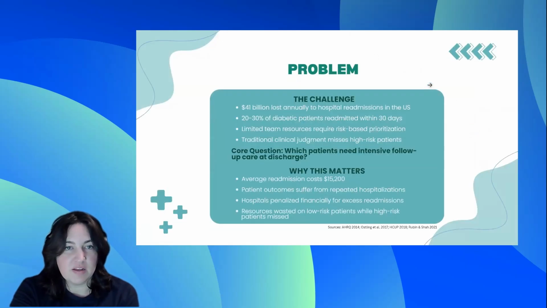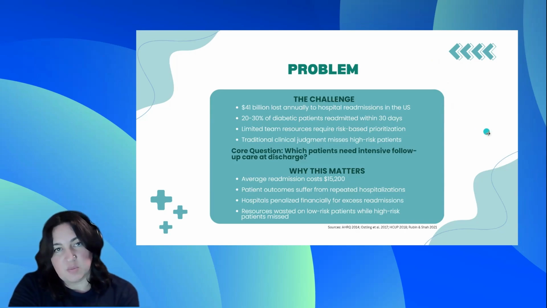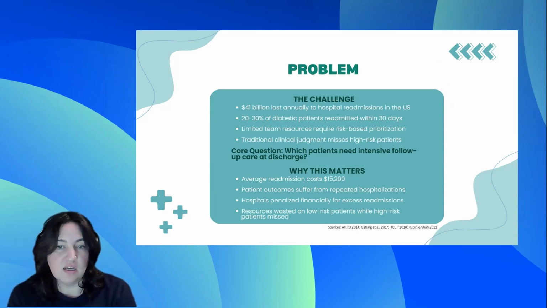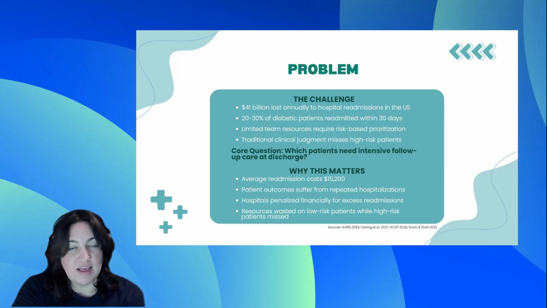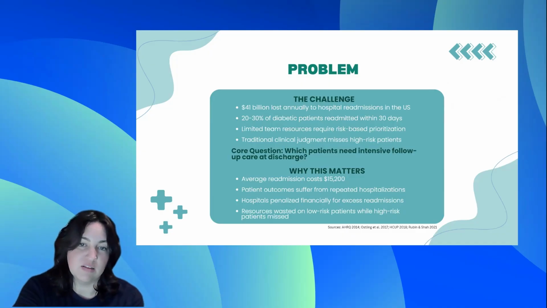So to talk about the problem a little bit, the major issue is that hospital readmissions for diabetic patients end up costing hospitals over 41 billion annually. And there's a significant number of patients that are readmitted after they've left the hospital emergency room or the hospital for a stay. And this takes up a lot of resources. And this requires us to look at why this is happening, why we're missing these high risk patients, and how can we prioritize the risk of readmittance.